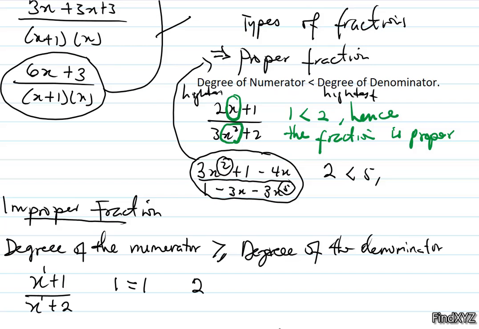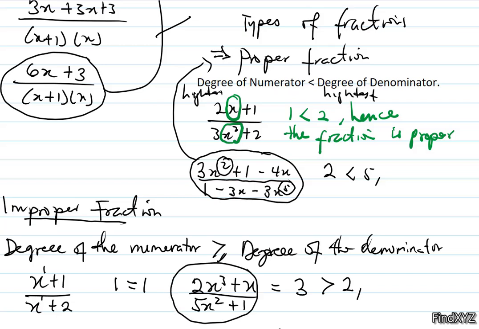Another example, 2x to the power 3 plus x all over 5x to the power 2 plus 1. What is the highest degree of the numerator? We have 3. And what is the highest degree of the denominator? We have 2. You can clearly see 3 is greater than 2. Hence, this fraction is an improper fraction.